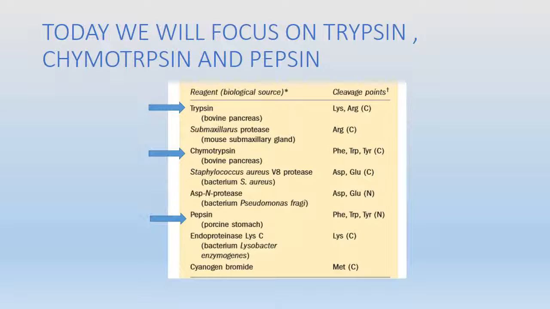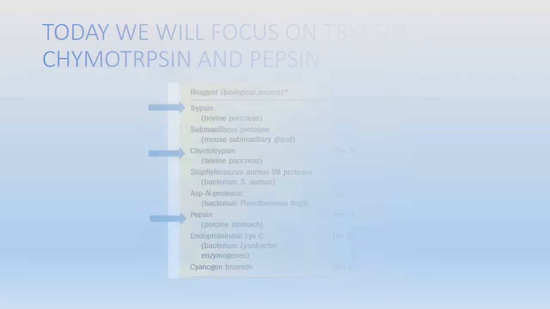So in the coming slides we'll focus on trypsin. You need to remember that trypsin will cleave lysine and arginine, while chymotrypsin will cleave phenylalanine, tryptophan and tyrosine. Phenylalanine is denoted as F, tryptophan as W and tyrosine as Y. And remember that both of these enzymes, trypsin and chymotrypsin, cleave from the C terminal end of the amino acids. So after such basics, let us start our journey of sequencing of polypeptide.